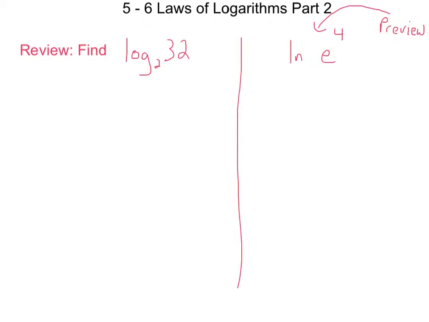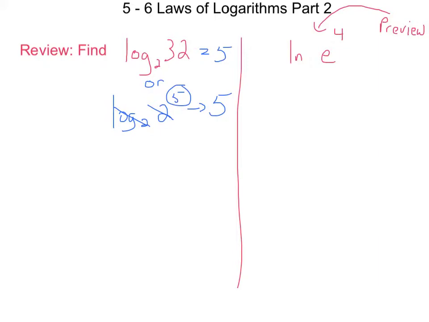Remember, as soon as I ask for a log, I'm asking for an exponent. What exponent makes this true? 2 to what power equals 32? Answer: 5. Now, if you weren't sure about that, here's what you could have done, and I want you to write this down. You could have said that this is really just the log in base 2 of 2 to the 5th power. Well, wait a minute.